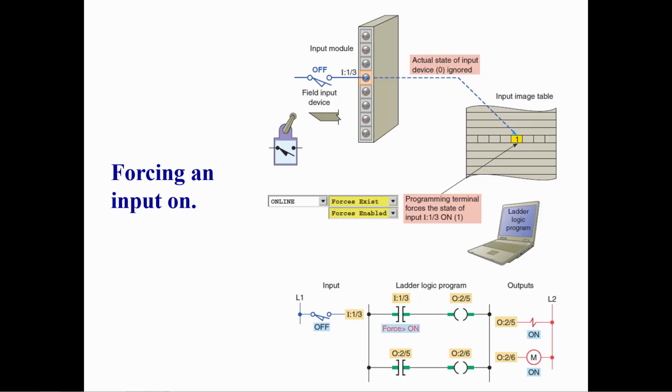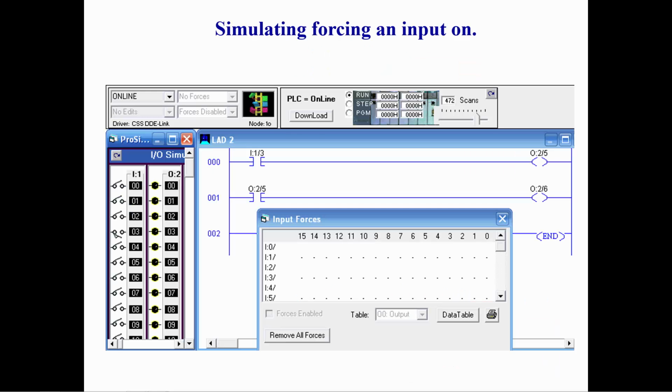With the force in place and forces enabled, any reference in the ladder logic program will appear as on. A note will appear below the instruction to indicate that the input is being forced on. To illustrate the forcing of an input on, we will use a simple two-rung program.